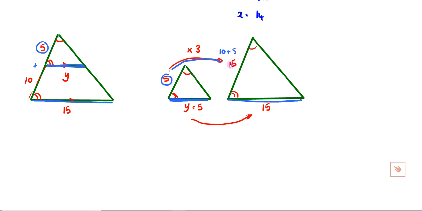So what is 5 times what makes 15? 3. Times 3. So now I know every single side must be times by 3. So I know that this side here matches with that y. Okay, so it's 15. Y multiplied by 3 has to equal 15. So what must it be? Must be 5. Okay?